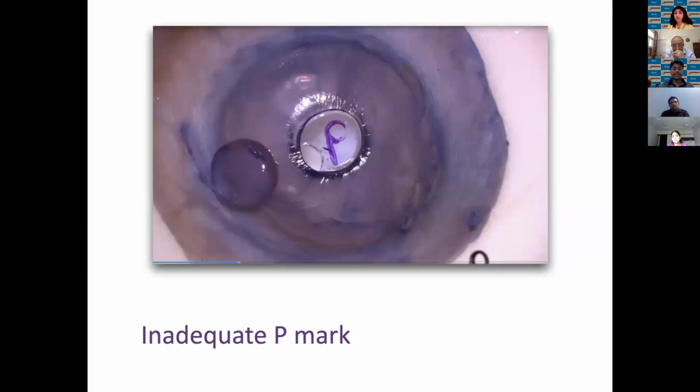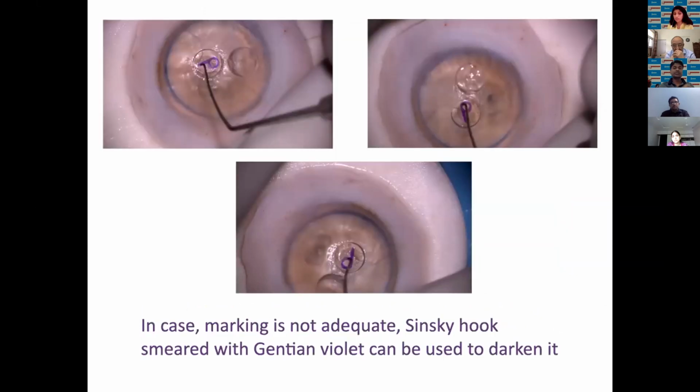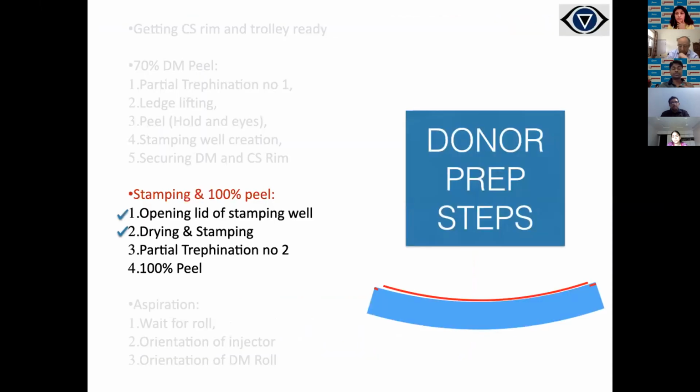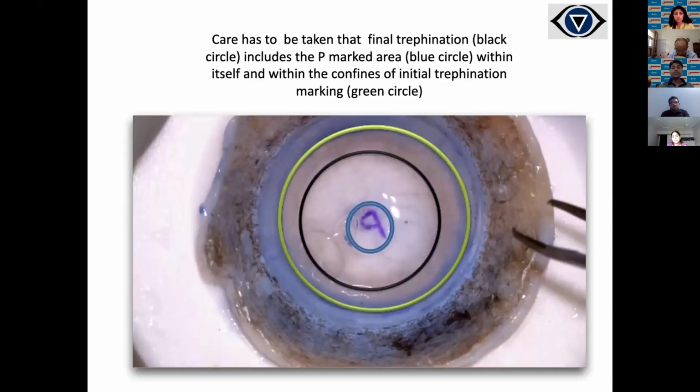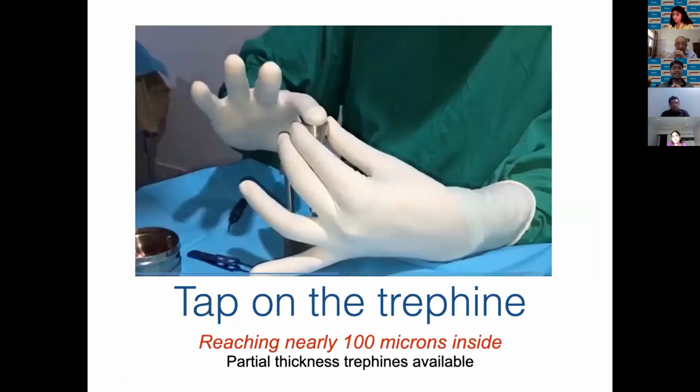If you have an inadequate P mark, you can again use a Sinskey and ensure that this mark is very good, nice and bright. You should be able to see it because this will help you later on. So next will be the trepanation number 2. The trepanation number 2 will be within the first trepanation, and it should encompass the stamping area. Most of the time it is 8 or 8.25 millimeters. Again, only taps, not forceful punch.